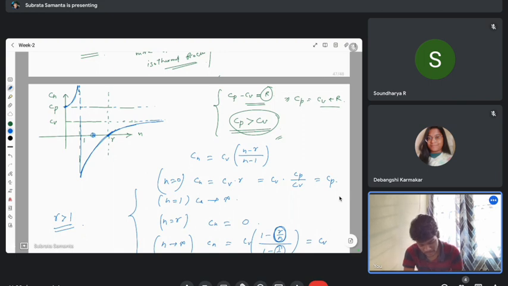There is a divergence at n equals 1. So one important point here is that Cn is, for any values of n, not happier here, right? So in this region.